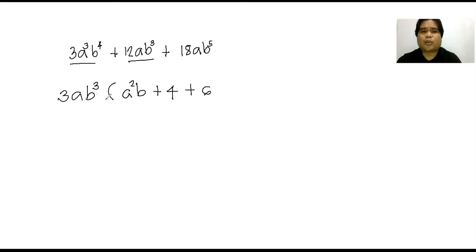Okay, from a, you took out a, no need to write a anymore. How about b to the power of 5? From b to the power of 5, you took out b cubed, all you have left is b squared.